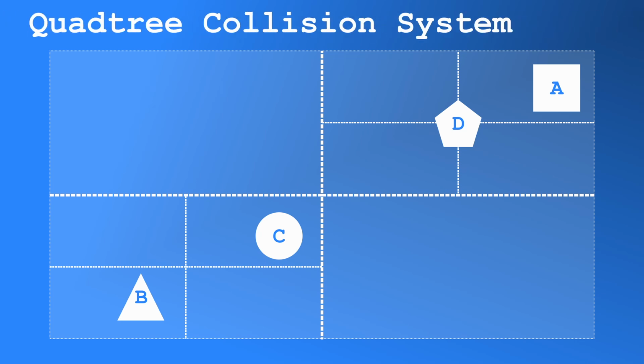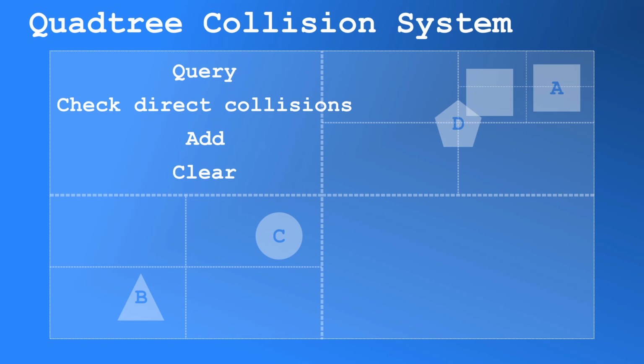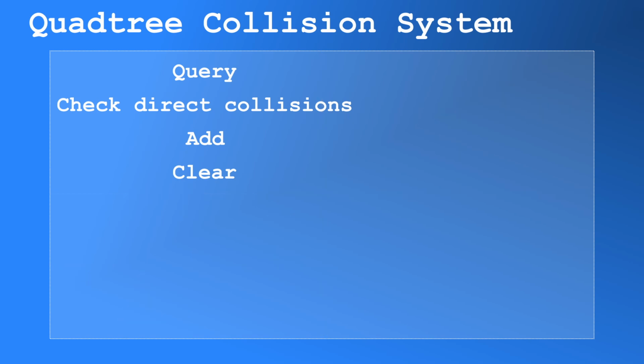Now let's use one to create a collision system. To do this, we go through every object in the system. For a given object, we query the quad tree to look for potential collisions. That returns a list of objects which can be used to check for direct collision. Then we add the object to the quad tree. Finally, once we've done this for all objects, we can clear the quad tree for the next frame.